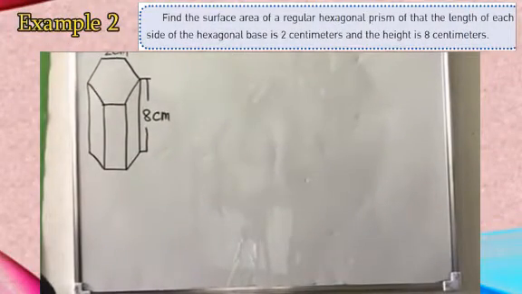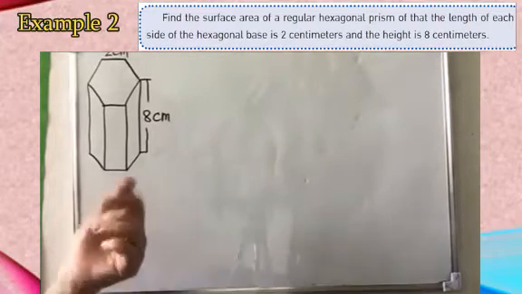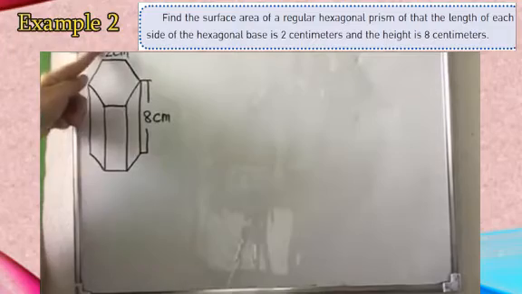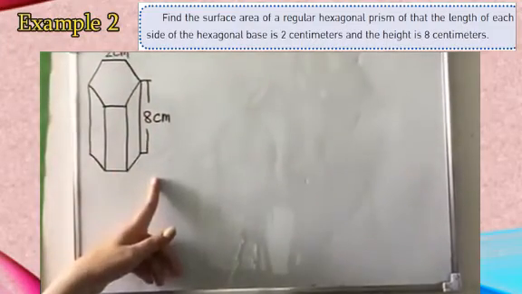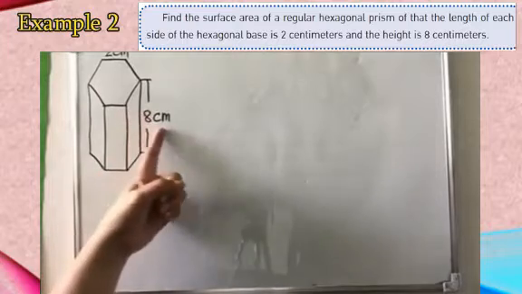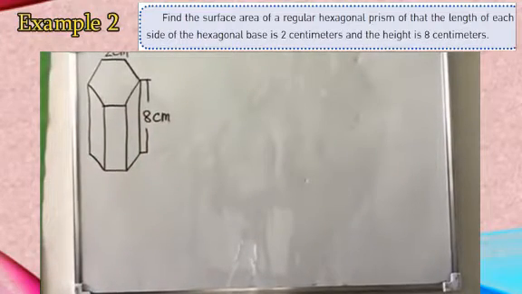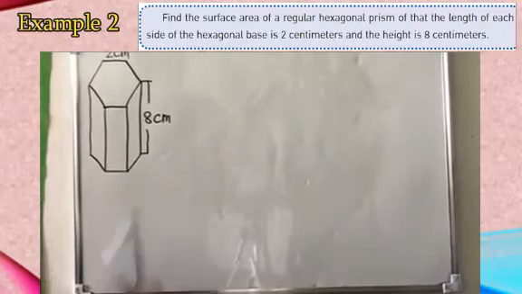Alright, so example number 2: find the surface area of a regular hexagonal prism, where the length of each side of the hexagonal base is 2 centimeters and the height is 8 centimeters. So I have here a figure. The side of the hexagon is 2 centimeters and the height of the hexagonal prism is 8 centimeters.